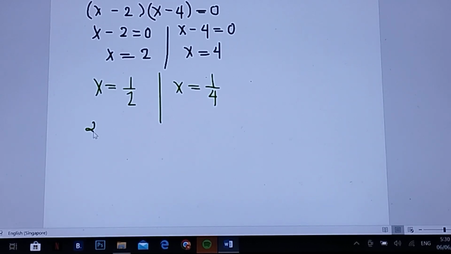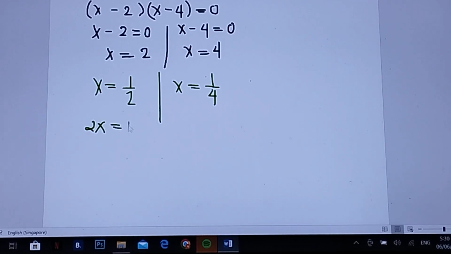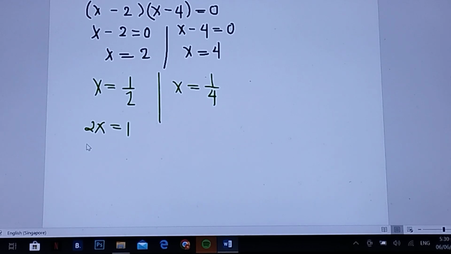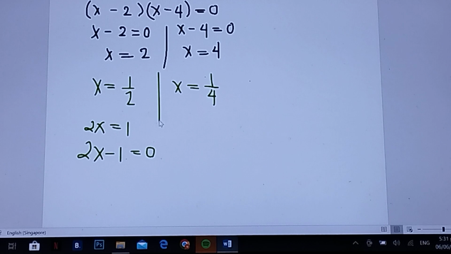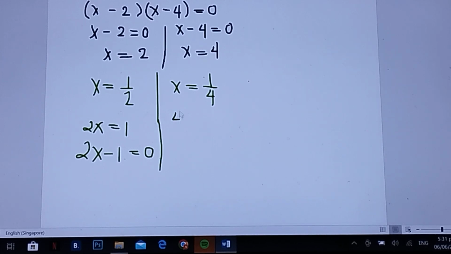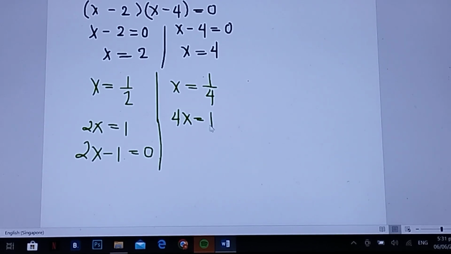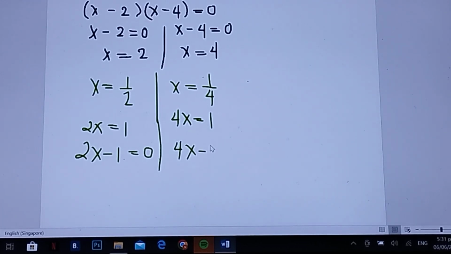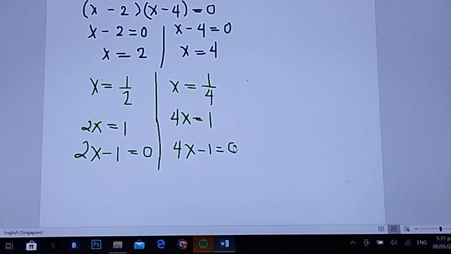To find the quadratic equation here, we just simply cross multiply since these are fractions. So 2x is equal to 1. You transpose 1 to the left side, so that is now 2x minus 1 equal to 0. Next, you cross multiply x equal to 1/4, that is 4x is equal to 1. You transpose 1 to the left side of the equation, that becomes 4x minus 1 equal to 0.